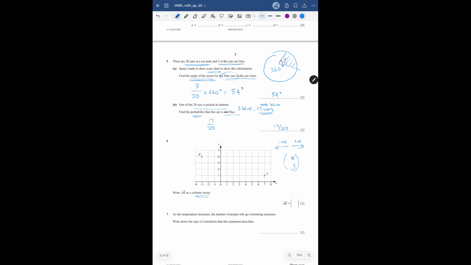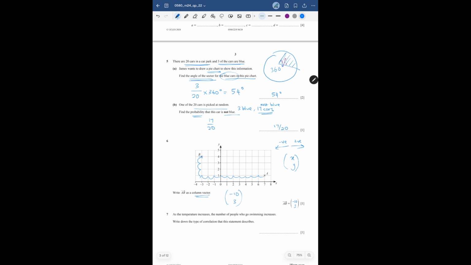So from A to B, first you move in the X direction. It will move to the left: 1, 2, 3, 4, 5, 6, 7, 8, 9, 10. So 10 units it moved to the left, so your X value will be negative 10. Your Y value will be 1, 2, 3. 3 units it moves up, so your Y value will be positive 3. So your answer is negative 10, 3.